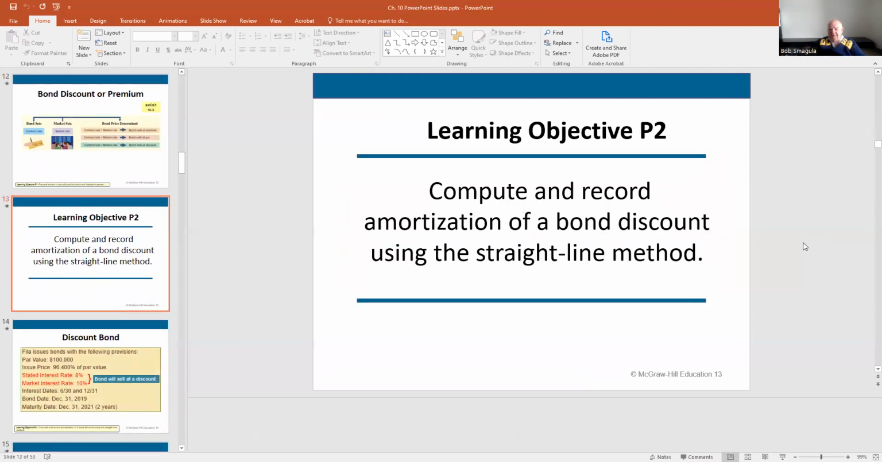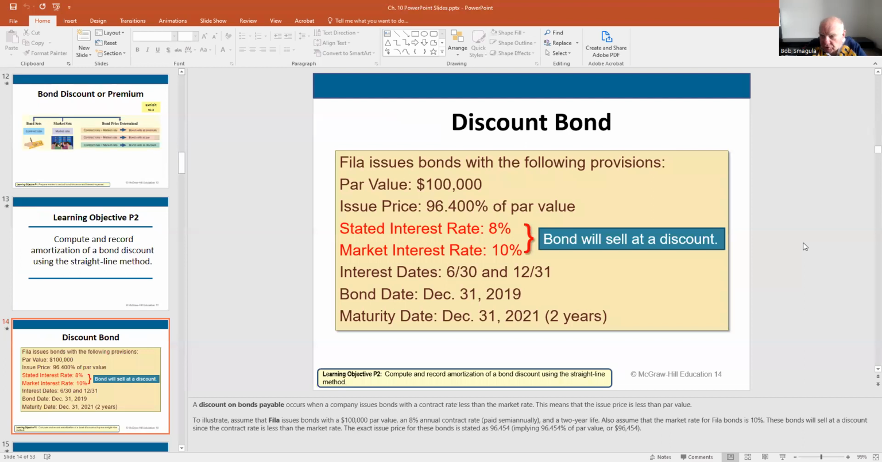Compute and record amortization of a bond discount using straight line. Straight line amortization is pretty easy. If you've ever heard of straight line depreciation, you know from whence I come. Discount on a bond. FILA issues bonds with the following: $100,000 par value, but they only received $96,400. Why? Why are people unwilling to buy our $100,000 bond unless we give a discount?